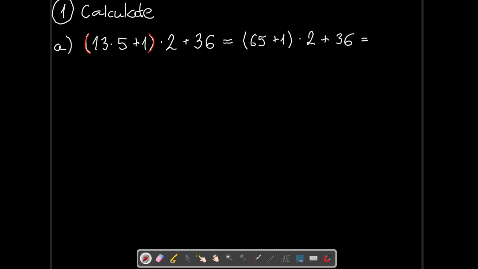And now the only thing left in the brackets is addition. So we do that. Once there is only one number left in the brackets, we can just ignore the brackets. So after this step, we do not have any brackets left. All we are left with is multiplication and addition, and once again, we need to do the multiplication first. So 66 times 2.